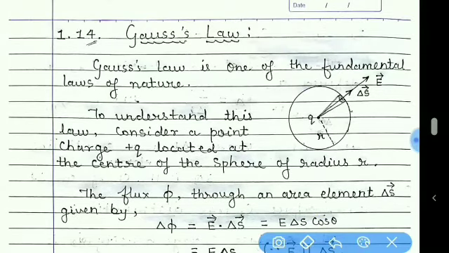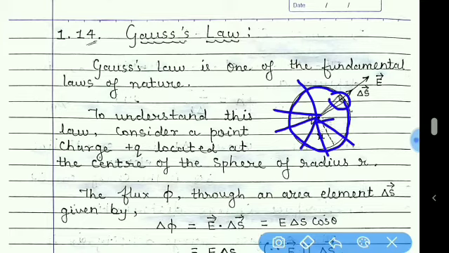So this was the flux linked with this small area element, but now we need to find the flux linked with the entire spherical surface, because the electric field is in all the directions due to this charge and the surface is also there. So this electric field is linked with the entire surface.